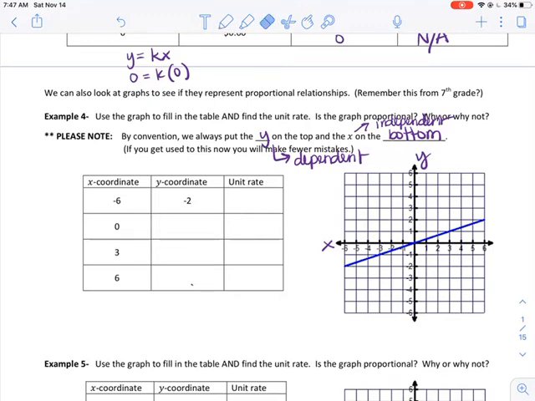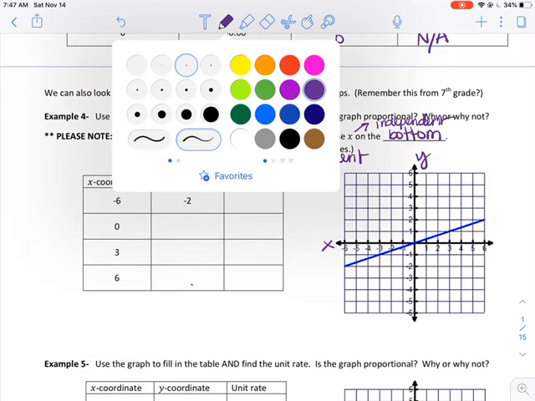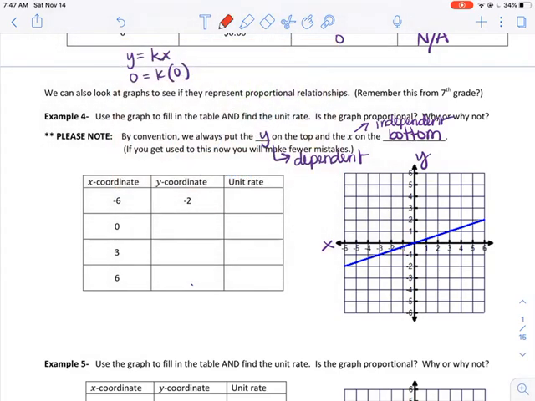So I'm going to go over here. Let's change colors. And I'm going to go on the x-axis to where x is 0 and find out what y is. Well, it didn't go up at all, so our y-coordinate is also 0. And on the x-axis, let's go find 3. If you don't have numbers on yours in a future problem, just remember positive is always to the right. And y went up 1. And then x 6, y went up 2.